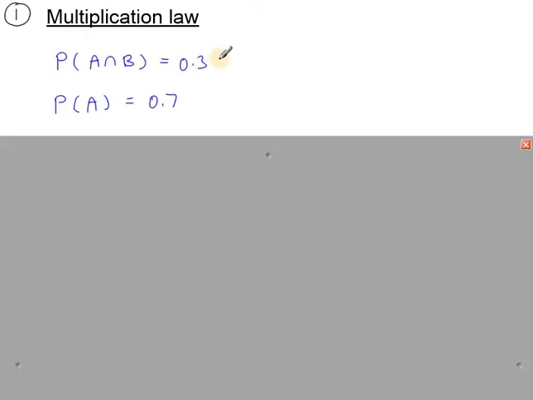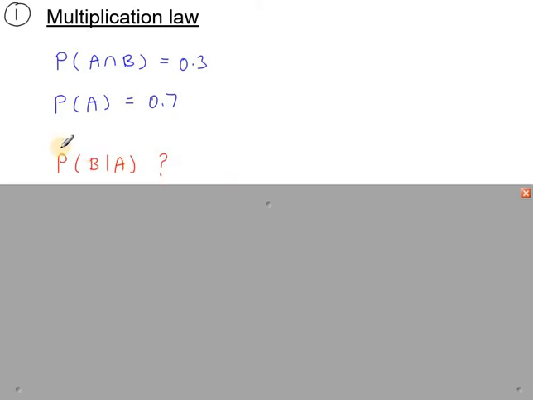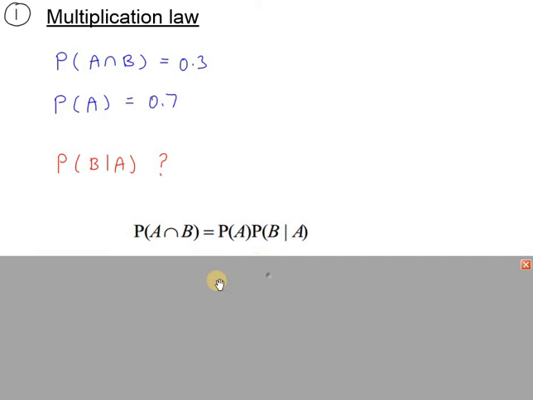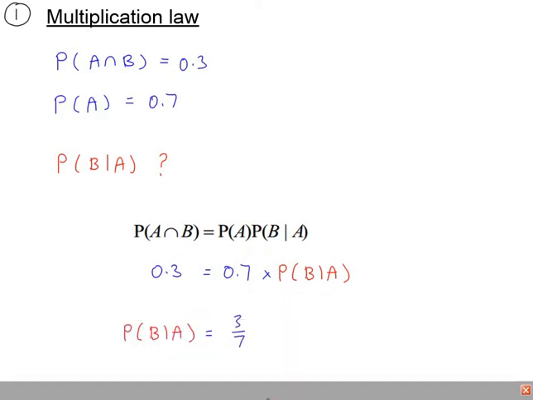Example 1. These two probabilities are given, and we have to work out this conditional probability: that event B happens given that A has already happened. So we use the formula from the formula book. The probability of A and B is 0.3. The probability of A is 0.7. With a simple rearrangement, we solve to get 3/7.